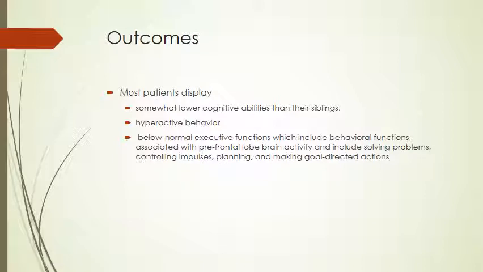In looking at individuals who do have PKU, most of them display somewhat lower cognitive abilities than their siblings. They demonstrate hyperactive behavior, and they have what is referred to as below normal executive functions. And these include behavioral functions associated with prefrontal lobe brain activity and include problem solving, controlling impulses, planning, and making goal-directed actions.